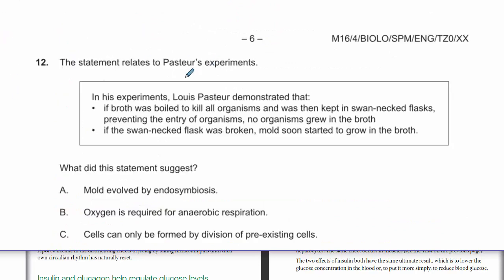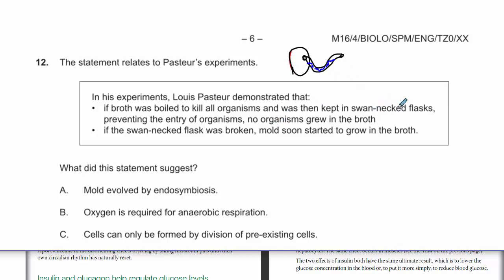12. The statement relates to Pasteur's experiments. So he demonstrated that if broth, which is a nutrient-rich fluid, was boiled to kill all organisms and was kept in swan-necked flasks, these flasks were like this, with a swan neck that went like this, and then there was water in this neck. So this water was like a seal, because there was no passage of air through this water lock, so to speak.